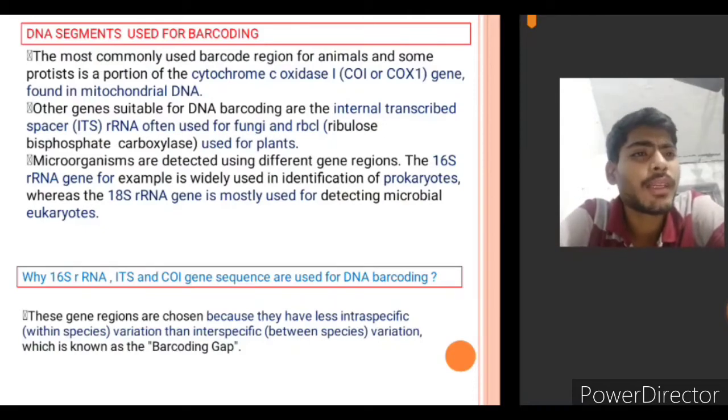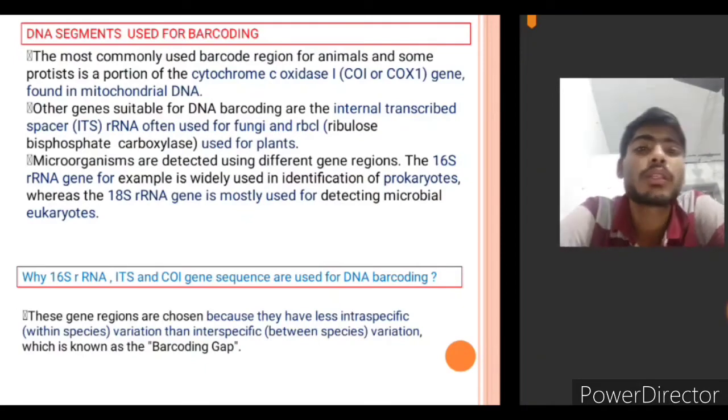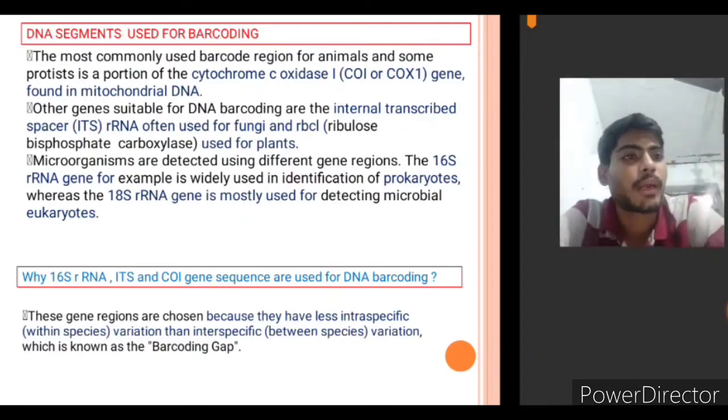Why are these sequences used? These sequences are used because they have less intraspecific variation. So we use these sequences. As we discussed, DNA barcoding is mainly based on conserved gene sequences or conserved DNA sequences. So we use such sequences for DNA barcoding.